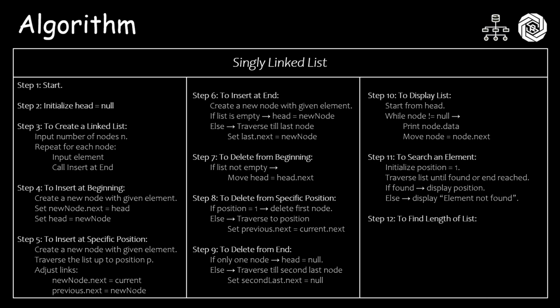Step 12. To find length of list. Initialize a count to 0. Traverse the list and increment the count for each node encountered. Finally, display the total count. Step 13. Stop. This process outlines how every operation works internally.